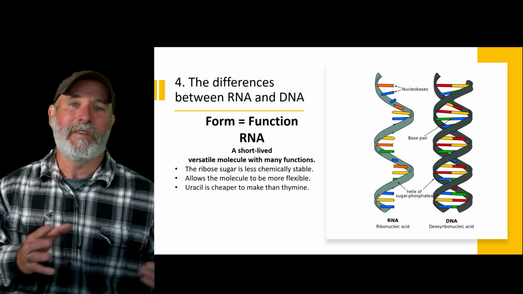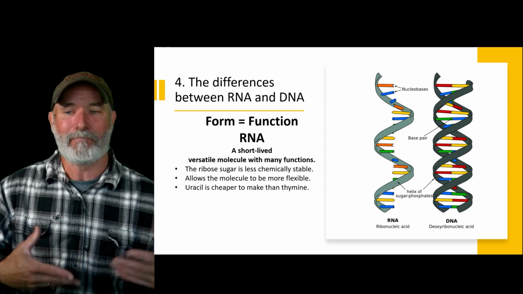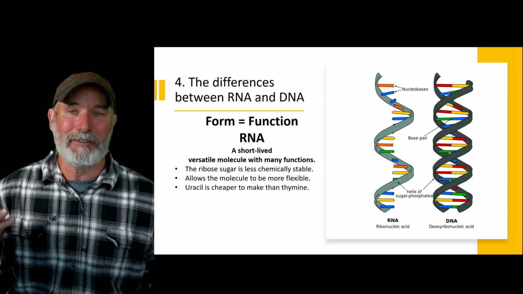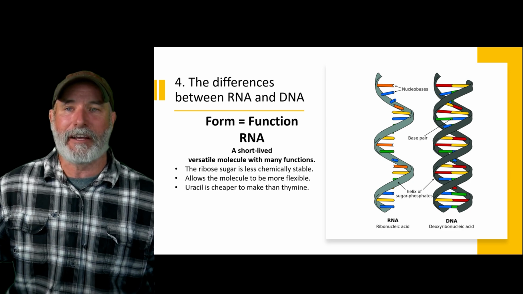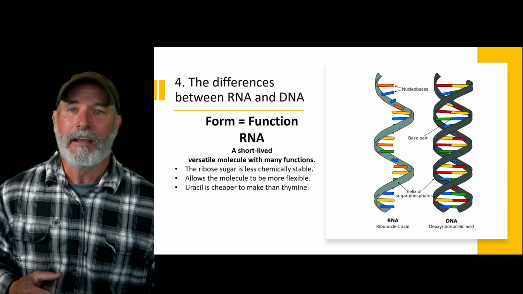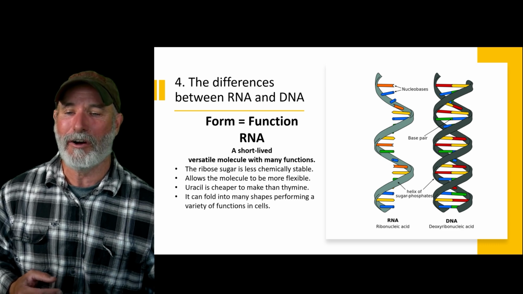And uracil is cheaper to make than thymine, which is fine because we're going to use this over and over. If cytosine happens to switch into uracil, it doesn't matter. You're just making a protein. If the protein doesn't work, take it apart again and rebuild it. It's not going to permanently introduce change into your genetic code.